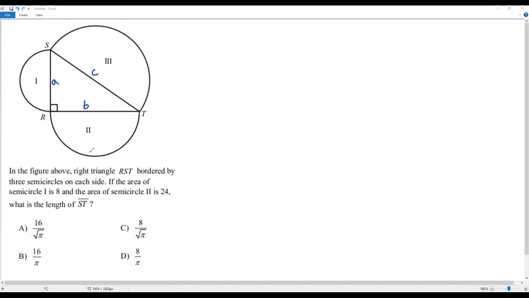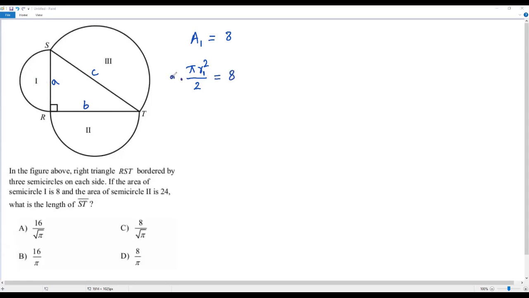Now let me consider the area of semicircle 1, that is 8. Let me write it over here. That is A1 equals 8, the area of semicircle 1. We know the formula to find the area of a circle, that is pi r squared. When I want to get the area of a semicircle, I have to divide this by 2. Since this represents the area of semicircle 1, we write R1 over here, where R1 represents the radius of semicircle 1. On the right side, we write this 8 as it is.